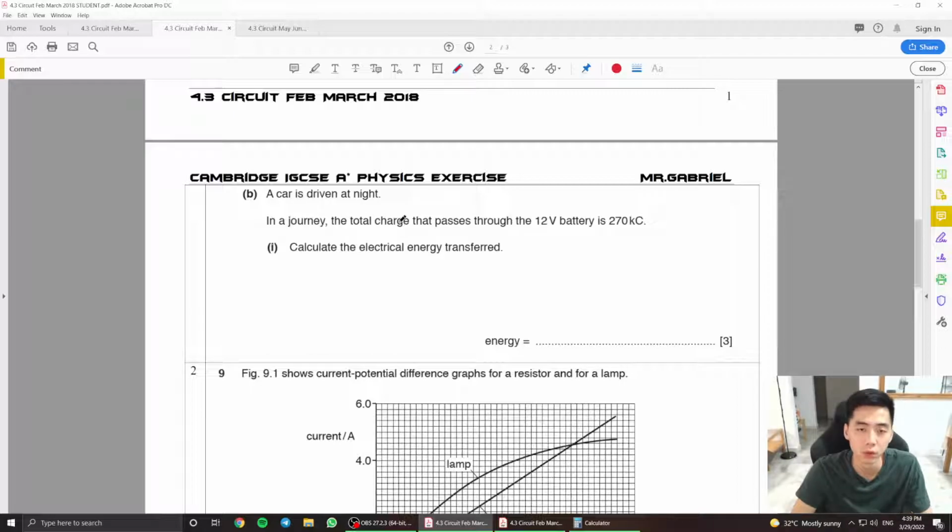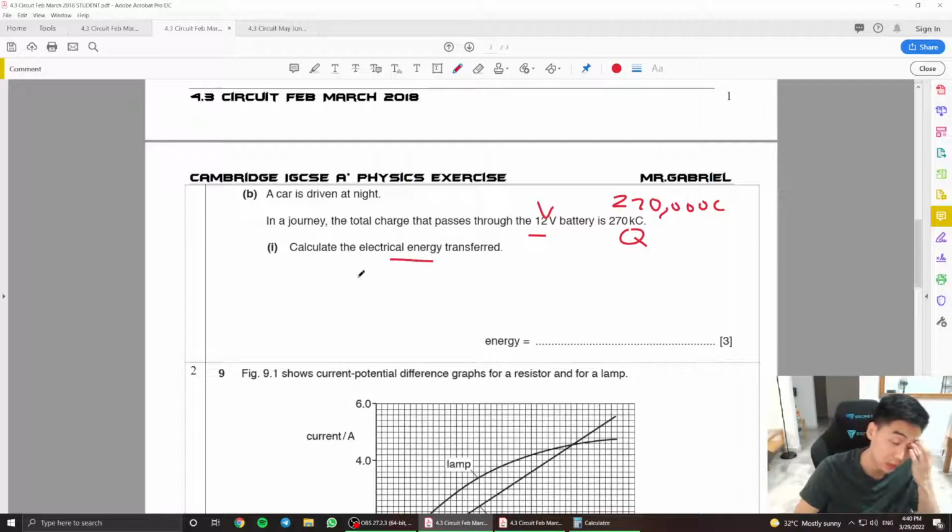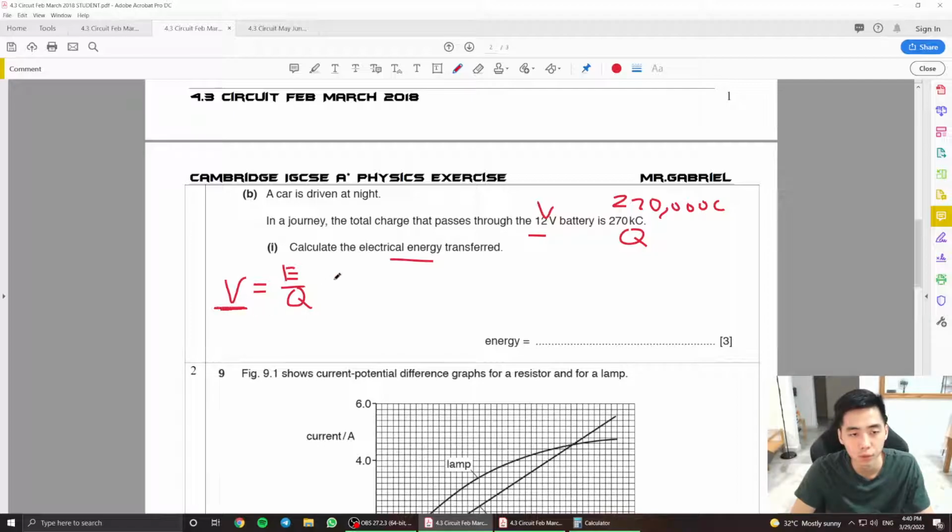In a journey, the total charge that passes through the 12 volt battery is 270 kilocoulombs. So it's 270,000 coulombs. Calculate the electrical energy transferred. I have voltage, I have charge, and I'm looking for energy. This is essentially the EMF formula, which states that V is equals to energy over charge. For those who cannot remember, electromotive force is the amount of energy needed to drive 1 coulomb charge around the circuit. That's the definition of EMF.